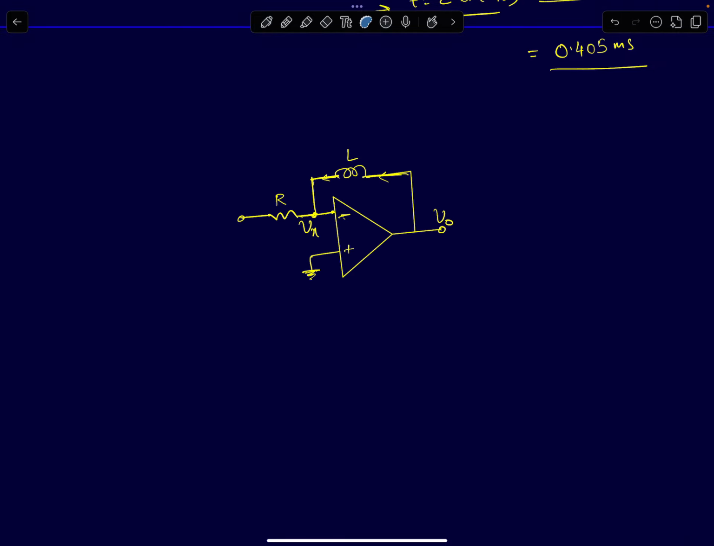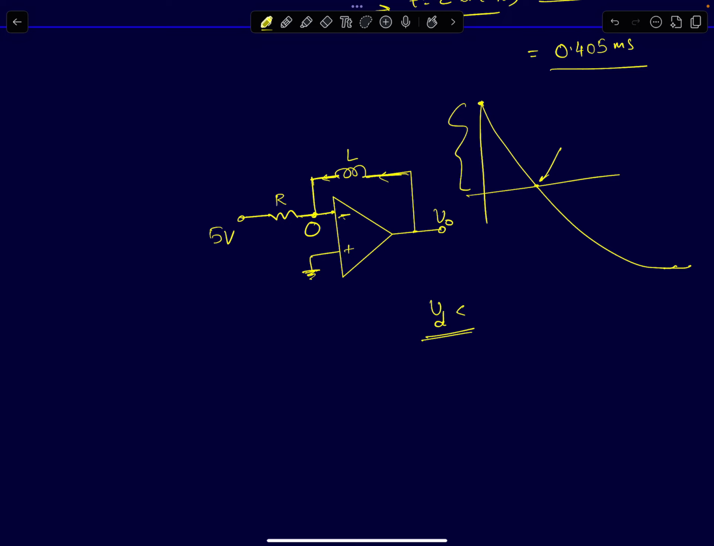So now this node voltage is at 5 volts. Vx has just reached 0. The op-amp's output is at minus 10 volts. Remember, your node voltage Vx was starting from plus 5 and trying to go to minus 10. Until it reaches 0, Vx is always positive, which means Vd is always negative, always less than 0. So V0 was staying put at minus 10 volts.